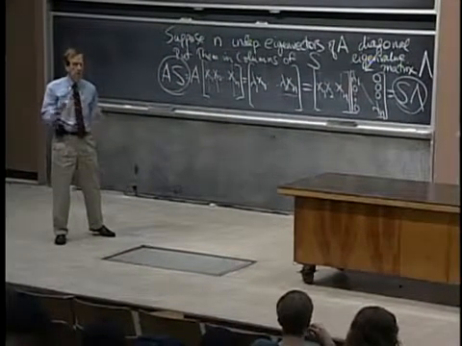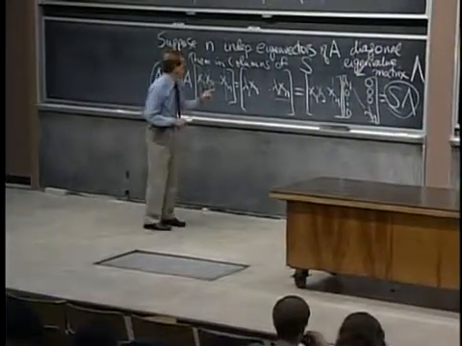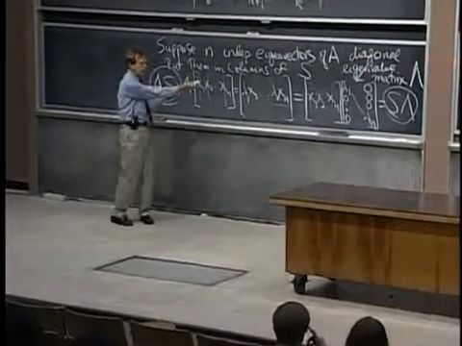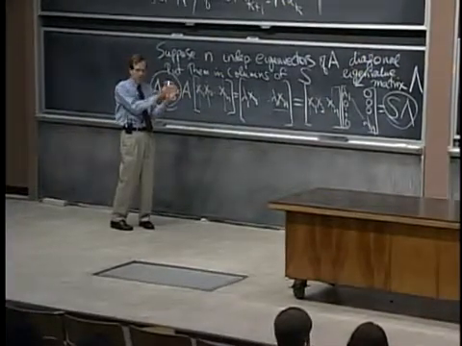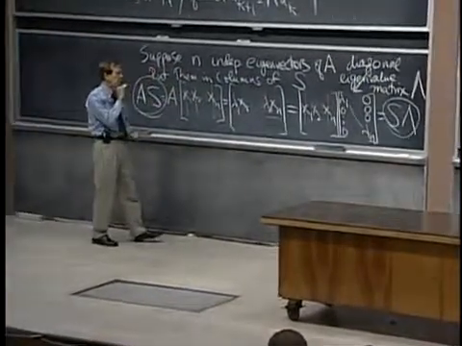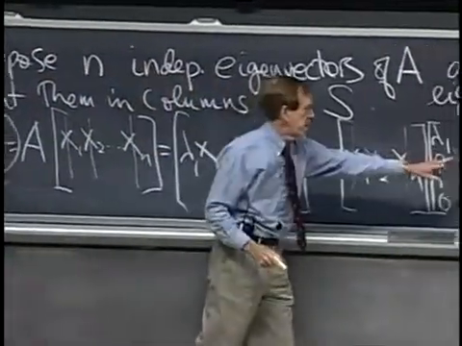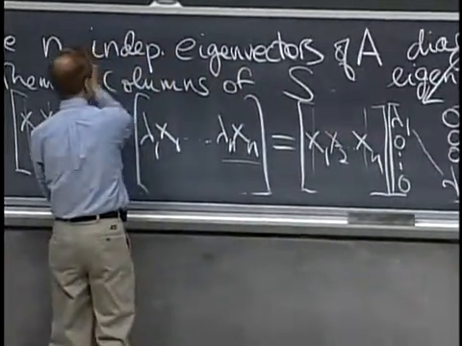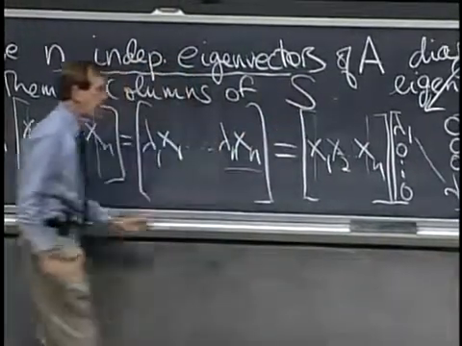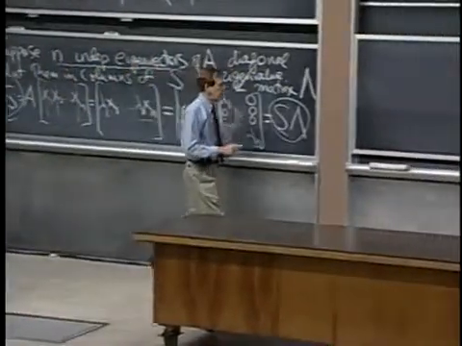Now, I mentioned, and I have to mention again, this business about n independent eigenvectors. As it stands, this is all fine, I mean, I could be repeating the same eigenvector, but I'm not interested in that. I want to be able to invert S, and that's where this comes in. This n independent eigenvectors business comes in to tell me that that matrix is invertible. So let me, on the next board, write down what I've got.